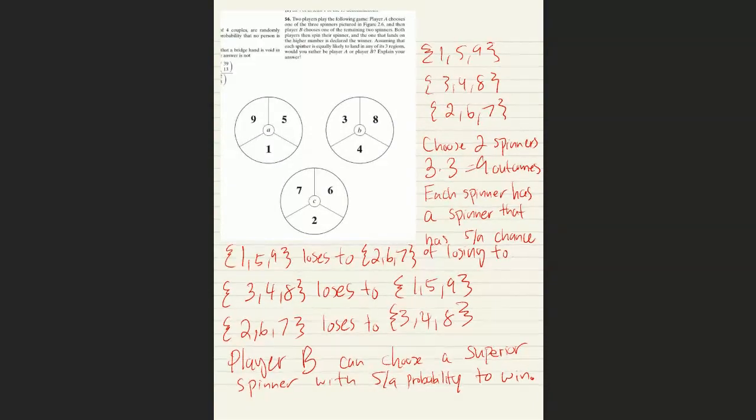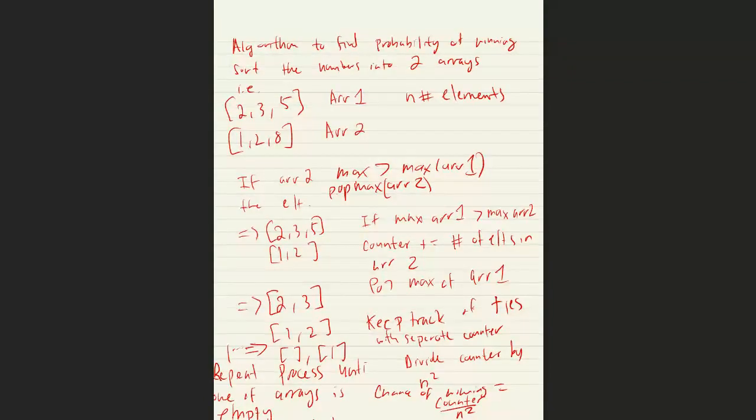And since this problem only had three numbers for each spinner, I also did an algorithm to find it for any number of elements. Say the spinner had 10 elements, then you'd have to manually check 100 ordered pairs, which would basically be n squared number of possibilities.